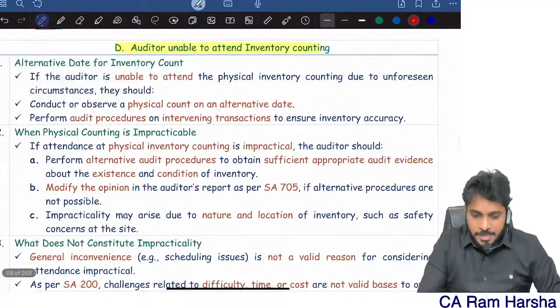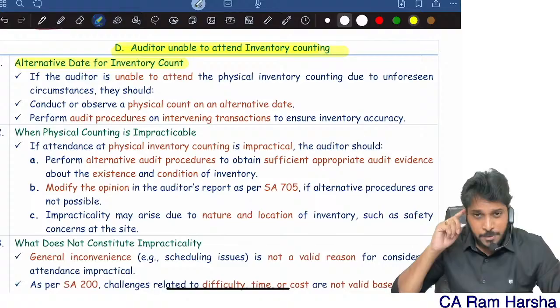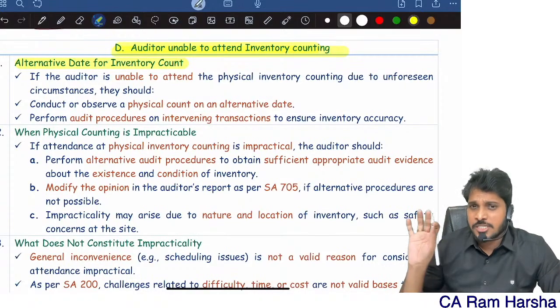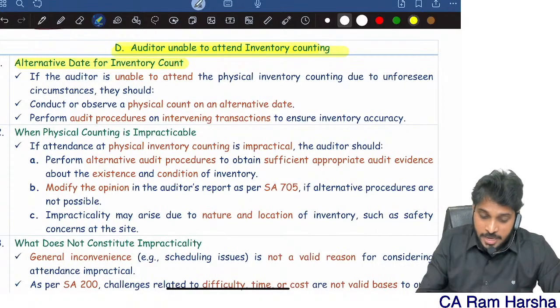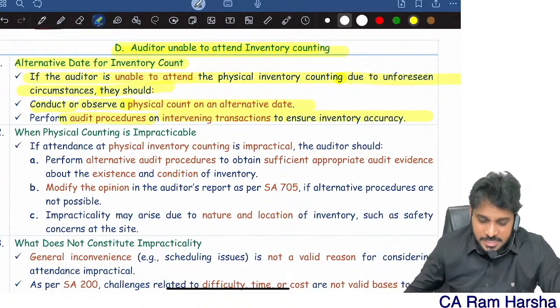Now finally, sometimes the auditor may not be able to attend the inventory. Suppose the company is counting inventory on some other date, and on that date you are unable to attend. In such a case, if the auditor is unable to attend physical inventory counting due to some unforeseen circumstance, then the auditor must observe an inventory count on an alternative date and perform procedures on intervening transactions.